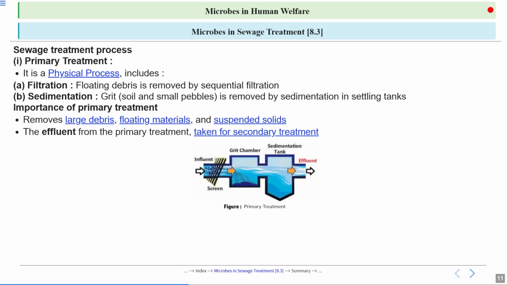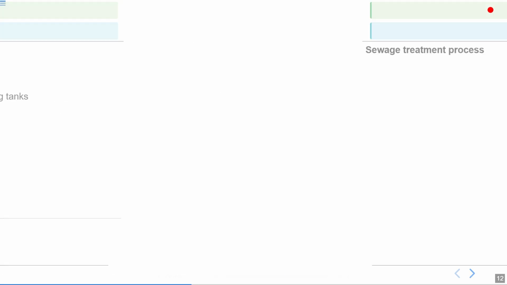And here in the first step you can see screening is being done. Filtration is being done here. Then you have the grit chamber. Grit means soil and small pebbles, and then you have the sedimentation tank. Okay, clear? Now let's move on.